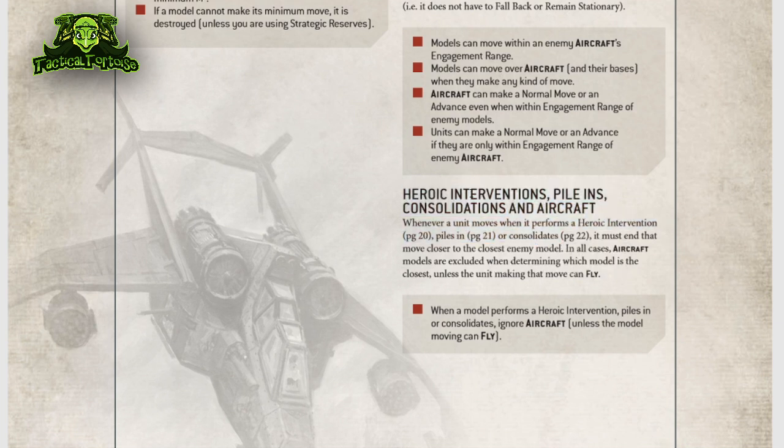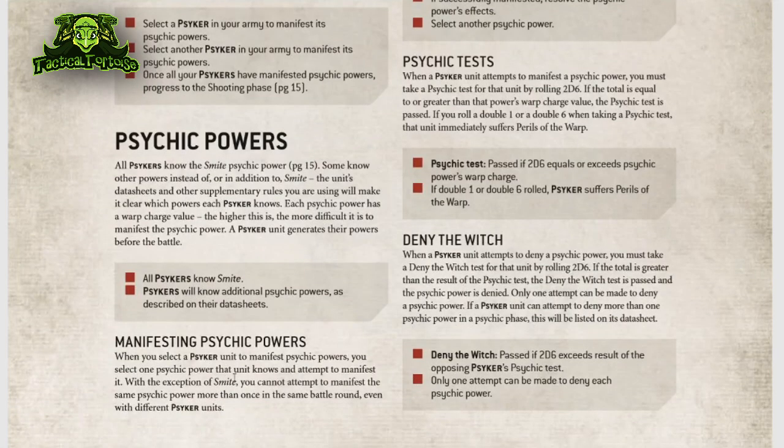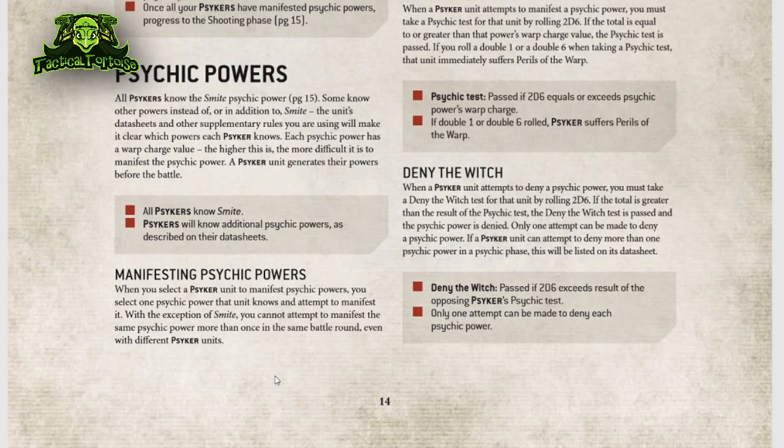So you'll probably be moving closer to enemy units that are sitting in their deployment zone behind the aircraft. Moving over to the Psychic phase, Psychers have to manifest all of their Psychic powers all at once. You can't jump all over the place back and forth during the Psychic phase. In addition, currently, it hasn't been FAQ'd yet, but I think a lot of people are expecting an FAQ to this. The Smite power can be manifested multiple times by a single caster.